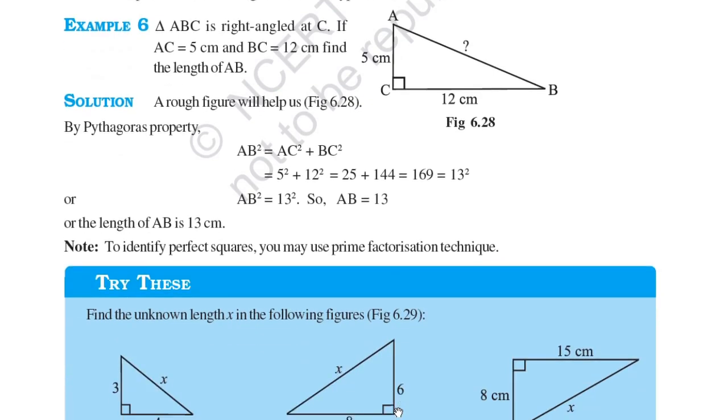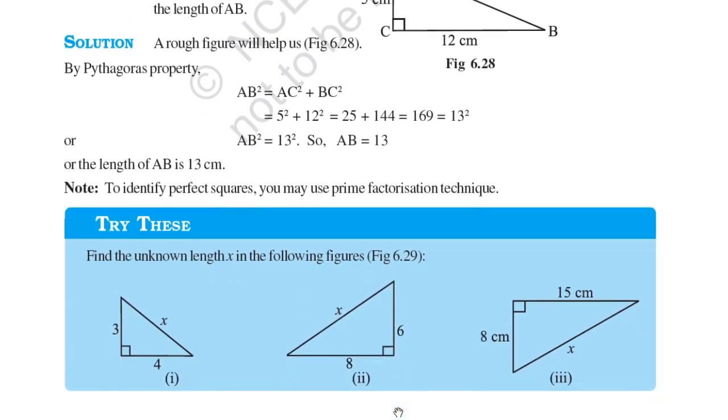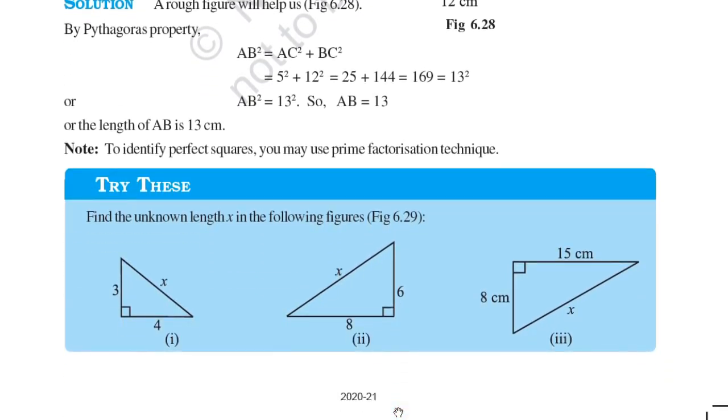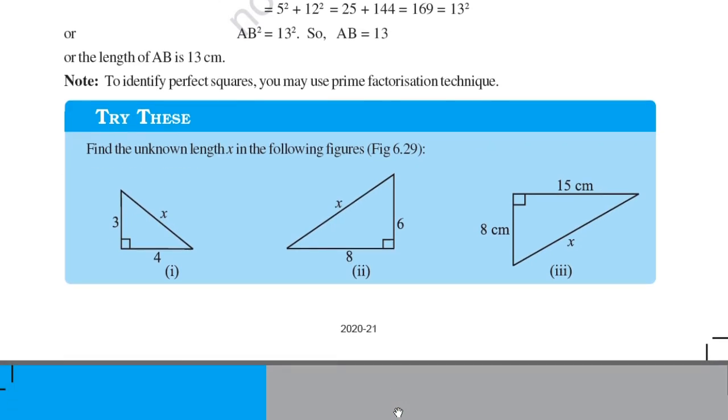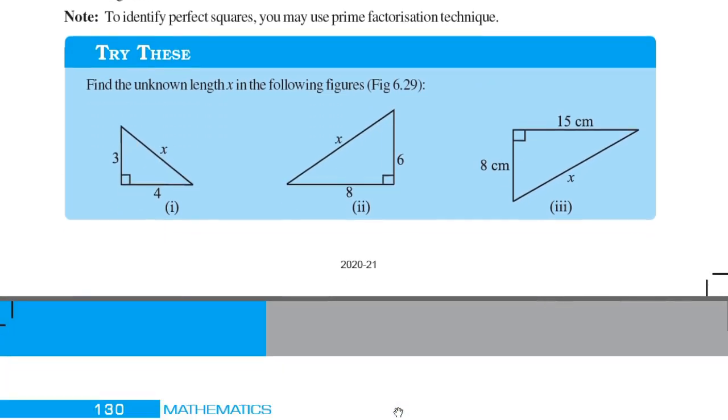It is very easy to identify a perfect square. You should use the prime factorization technique. So you can try this. Find out the unknown length X in the given figure. So you can use the Pythagoras theorem. So it is very easy. 9 plus 16 is equal to 25, so X square is equal to 25. The squares get cancelled and we get 5. So you can do similarly for this also.